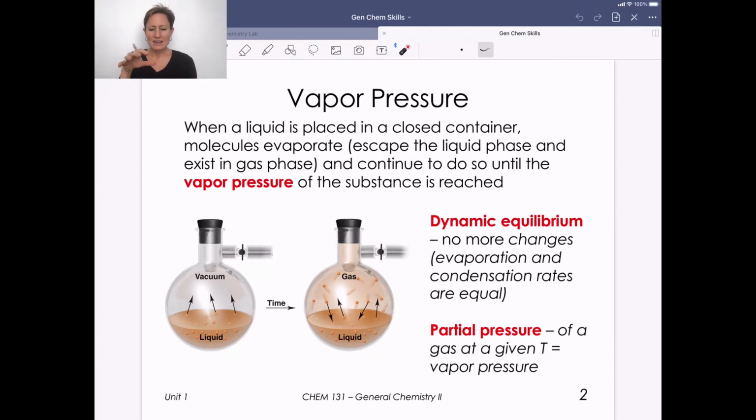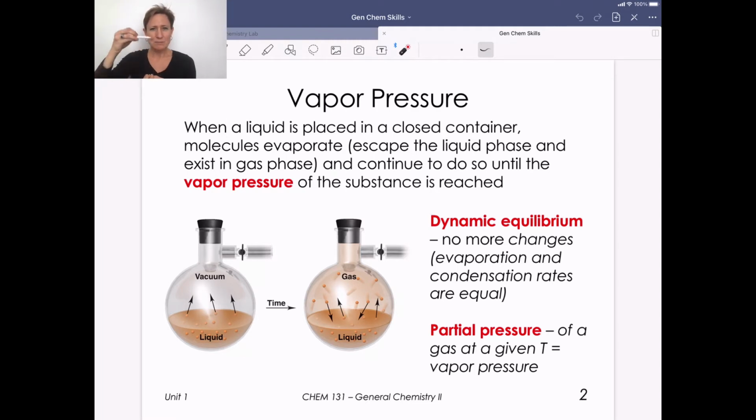When we put a liquid in a closed container, we're going to have molecules that evaporate, right? Just think about if you had a bottle of water. You're constantly going to have some molecules that are escaping the liquid phase and existing in the gas phase, but you're also going to simultaneously have some gas molecules that go back from the gas phase into the liquid phase. And they're going to undergo this back and forth process until the vapor pressure is reached. And again, we can think about that as representing the concentration of gas that's going to live in that gaseous space.